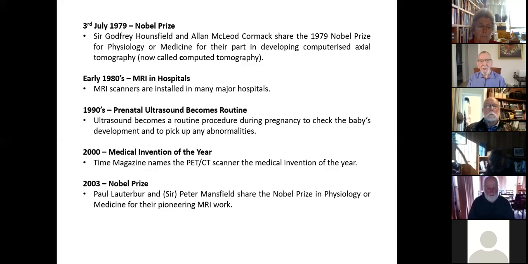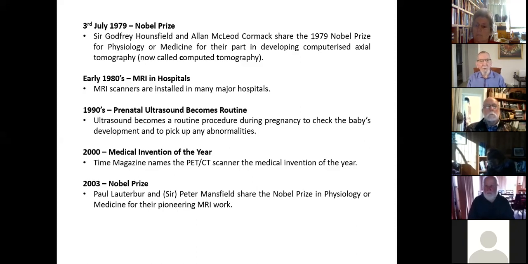In 2000, Time magazine named the PET-CT scanner the medical invention of the year. I've never quite been able to work out what gives Time magazine the right to do this, but anyway, they did. And I guess in real terms, this scanner is worthy of such an award. We're going to talk a little bit more about the PET-CT scanner when we get onto some of the medical imaging. We've got a PET scan to look at there.